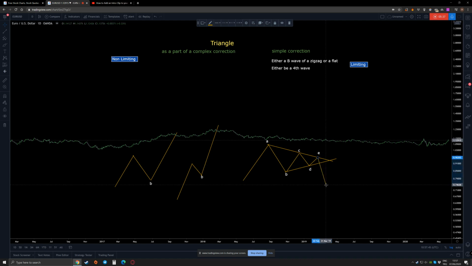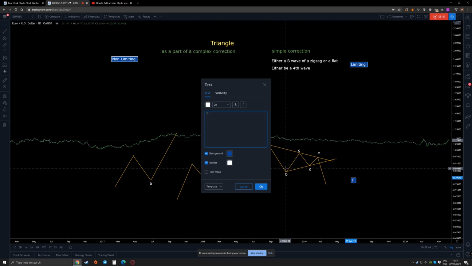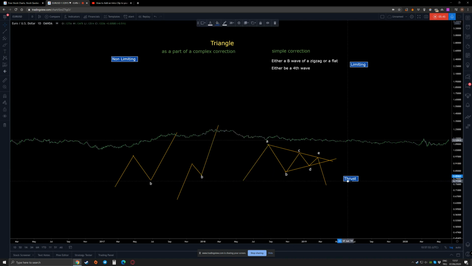It's called thrust, not like trusting someone, but thrust like in a car. So this thrust move will happen in a non-limiting triangle. There is no limit for this thrust move. It can go anywhere it wants. But in a limiting triangle, there are some rules on how much this thrust can go. Okay, so this is very important.